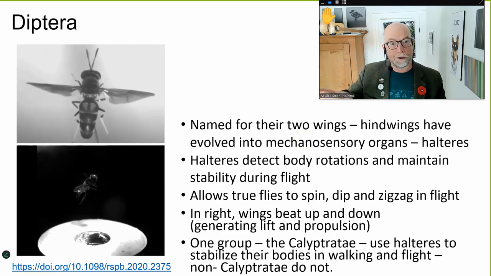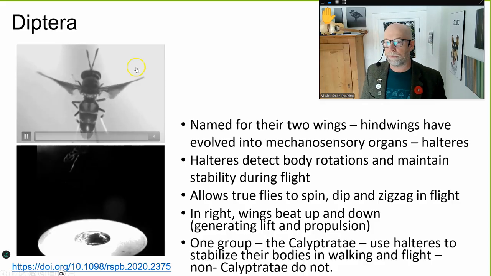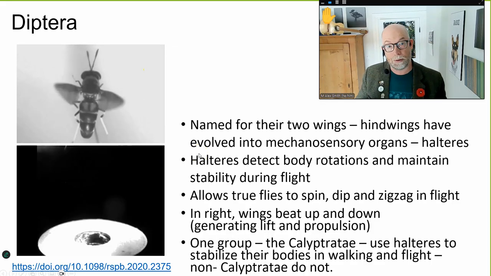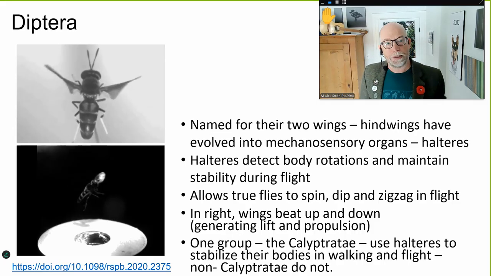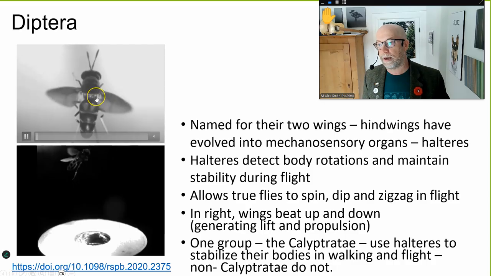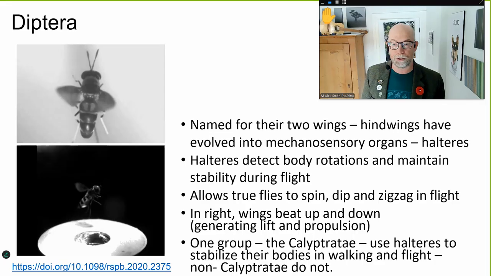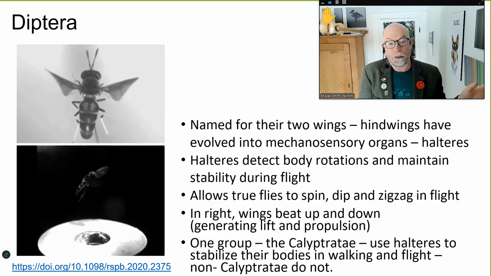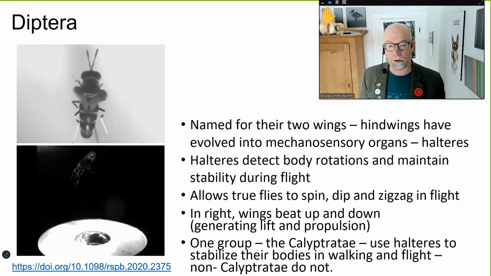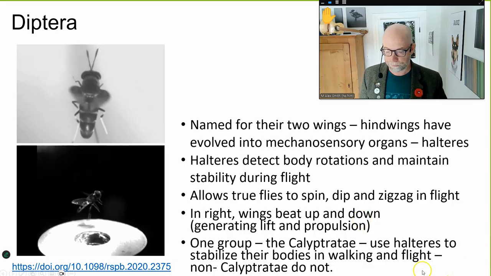And we've talked about halteres before with mechanoreception and chemoreception, with little bits of hairs, but we're going to talk about it again with flight, because of the synchronization of these. These are the little halteres. In the true flies, the dipterans, the hind wings are reduced to these mechanosensory organs that detect body rotations and maintain stability during flight, allowing them to zip and zag and dip and dive.